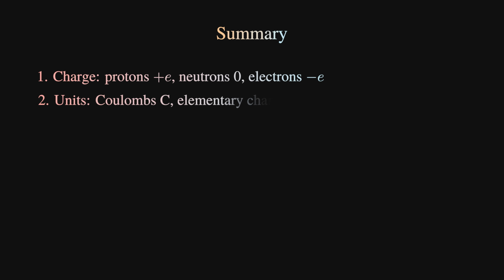Let's summarize the key points in this lecture. Firstly, charge is a fundamental property of nature, carried by protons and electrons. Protons have a charge of plus e, while electrons have a charge of minus e, where e is the elementary charge. For objects on the human scale, we use coulombs, while for the atomic scale, we use elementary charges. One elementary charge is 1.6 times 10 to the minus 19 coulombs. The fundamental rule of charge is that like charges repel and opposite charges attract.